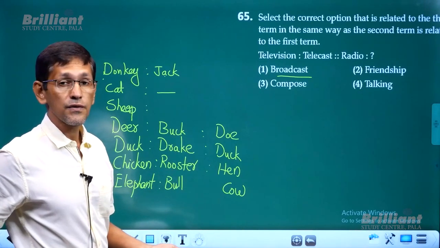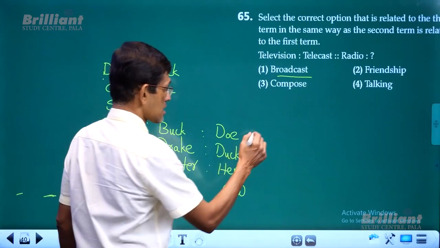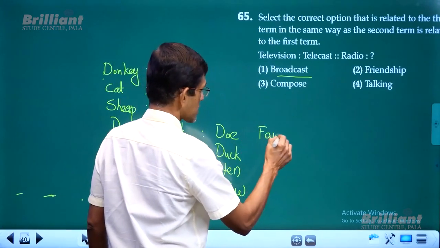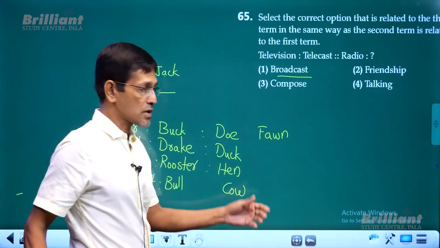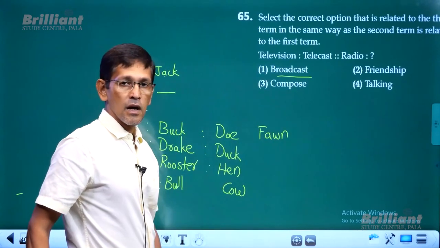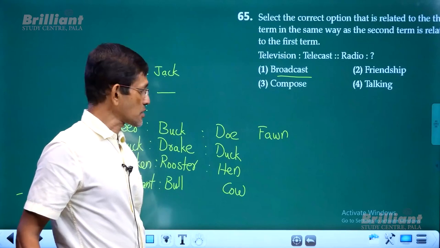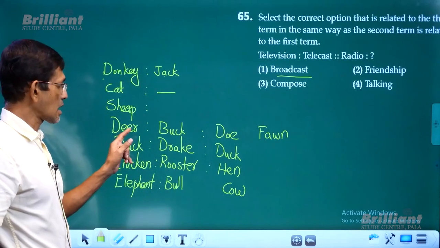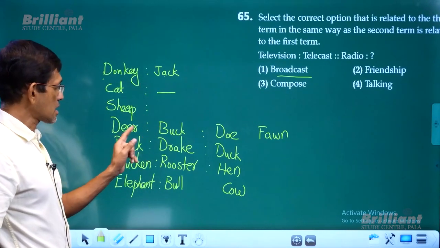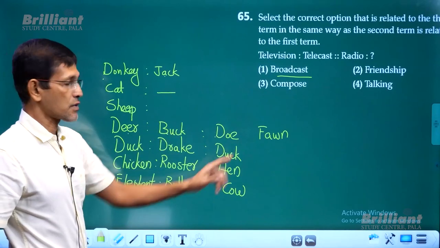What's a young one of deer? They may write that number as well. Young one is fawn. So they may write, let's say, 11 fawns. So that's what it is. Deer: male, female, young one.